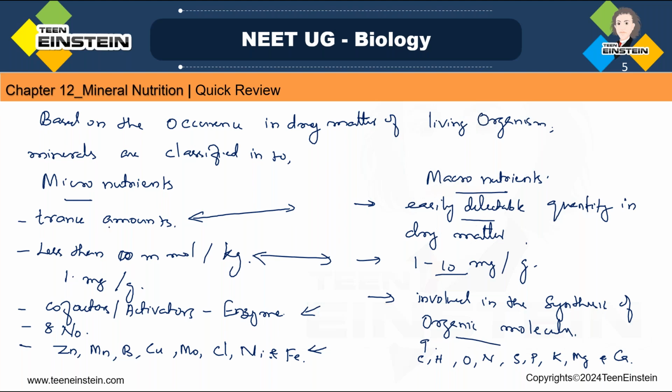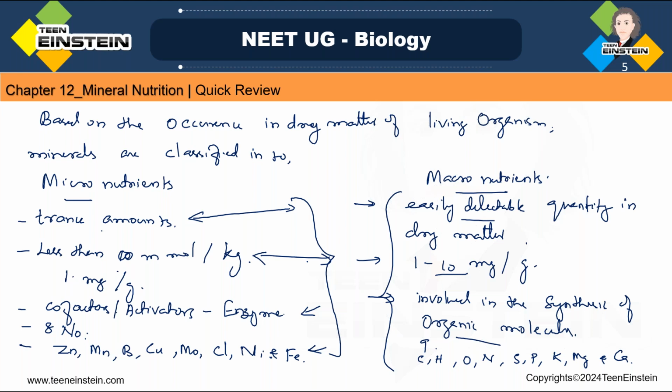So from here you will get 5 questions from micronutrients and 5 questions from macronutrients. Okay, all these points you must learn. You will get questions from this. Okay, 5 points about the micronutrients and the same 5 points about the macronutrients also. First you need to mention the amount. It is present in large quantity or in trace amount.